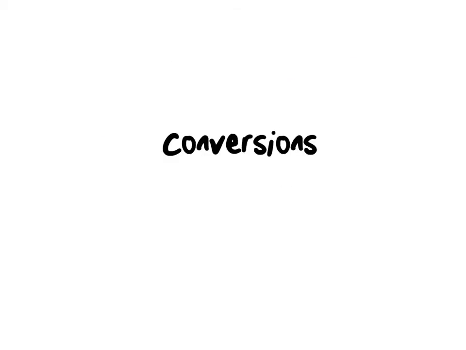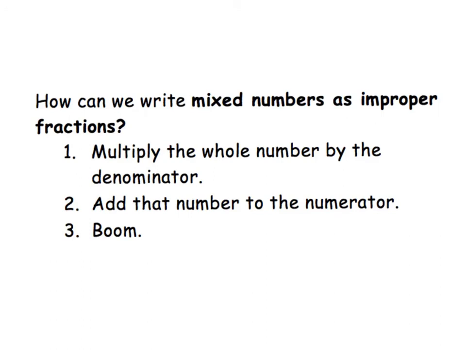When we work with fractions, we like to express them in different ways. So now we're going to talk about conversions. Following along with your notes, we're going to talk about the steps on how we write mixed numbers as improper fractions. First, you multiply the whole number by the denominator, then you add that number to the numerator, and then you have your improper fraction. Follow along in the next example.